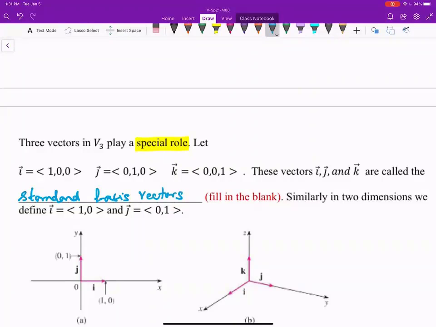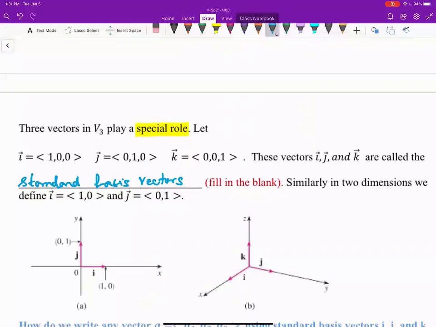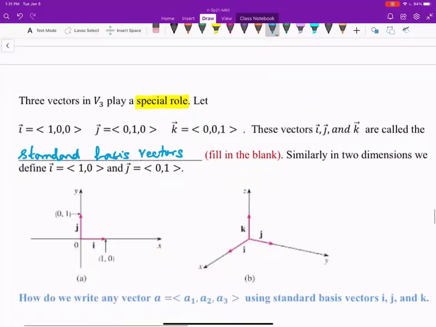Similarly, in two dimensions, the standard basis vectors are I, which has components 1, 0, and J, which has components 0, 1. So I is a vector along the x direction, J is a vector along the y direction, and K is a vector along the z direction.